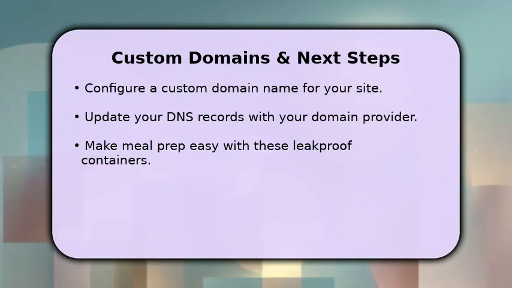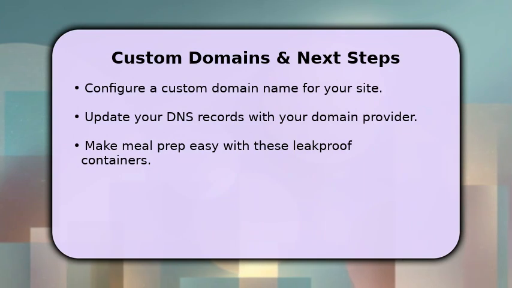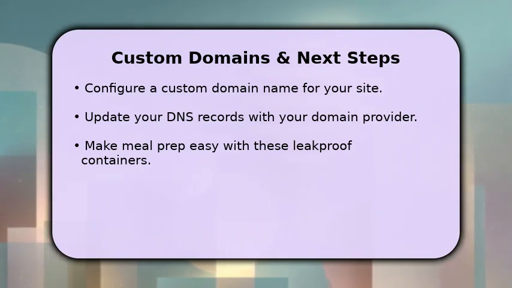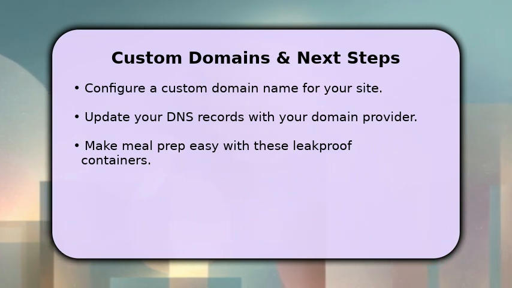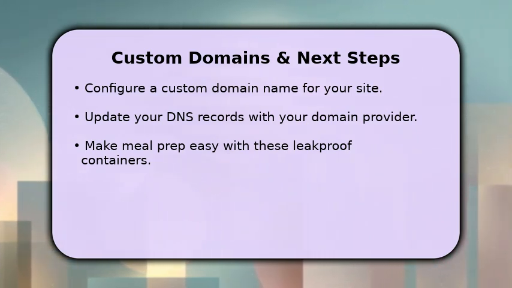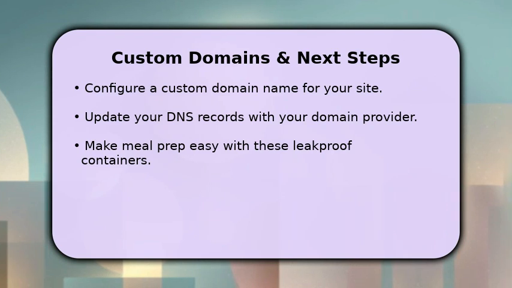Finally, consider adding a custom domain. In the Pages settings, you can enter your desired domain name. Remember to update your DNS records with your domain provider to point to GitHub Pages. This usually involves adding a CNAME record.